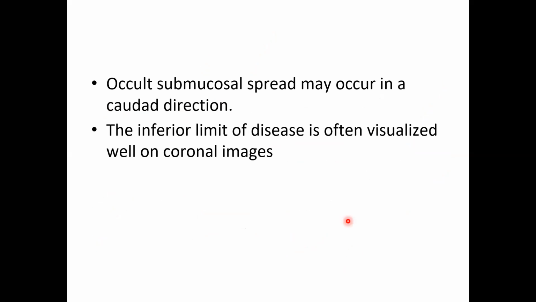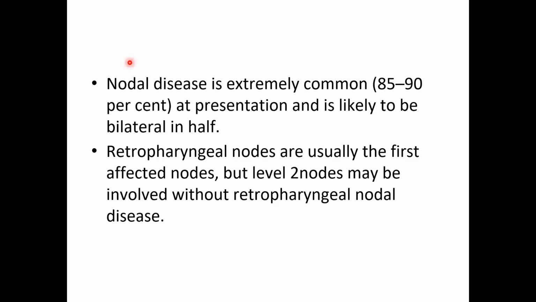Occult submucosal spread may occur in a caudal direction, and the inferior limit of the disease is often visualized on the coronal images. Nodal disease is extremely common and is present in 85 to 90%. It is likely to be bilateral in half of the patients. The patient presents with bulky nodes.